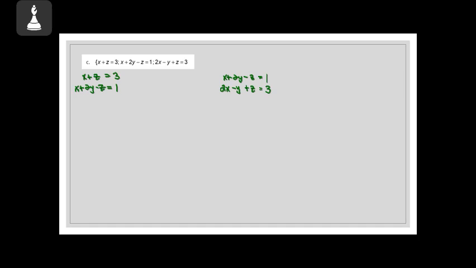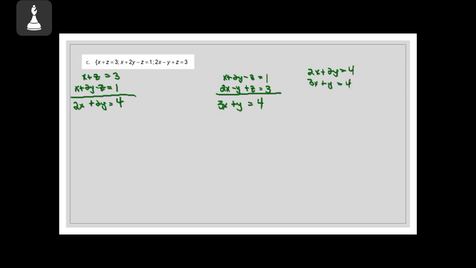So x plus x, 2x, plus 2y equals 4, because the z's cancel out. And this one here, that's going to give me 3x plus y, the z's are going to cancel out, equals 4. So then I can just stack these guys up. We've got 2x plus 2y equals 4, 3x plus y equals 4.